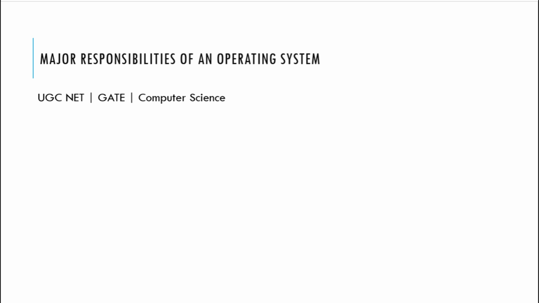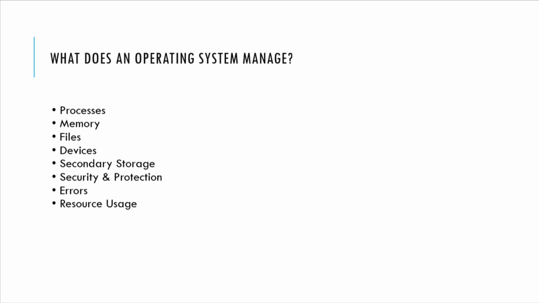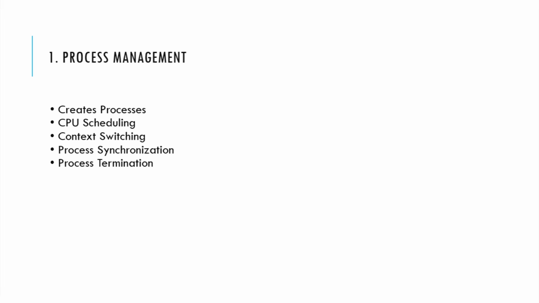So, think about your daily routine. You open Chrome, save files, print documents, connect a USB drive, and switch between different applications. Who manages all these operations? The answer is the operating system. Today, we'll understand the major responsibilities of the operating system one by one with simple examples. Let's begin. The first responsibility of the operating system is process management.